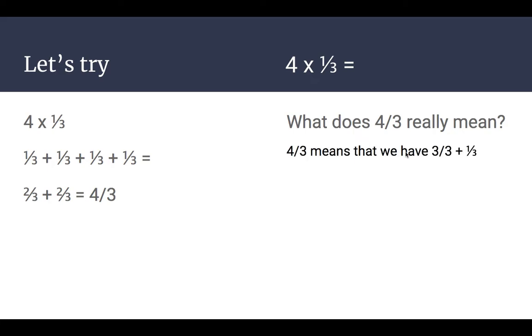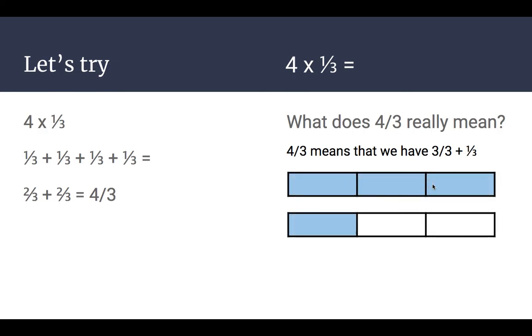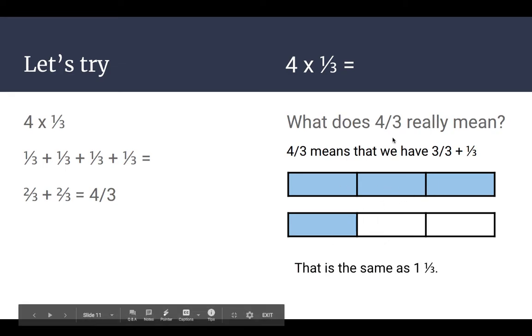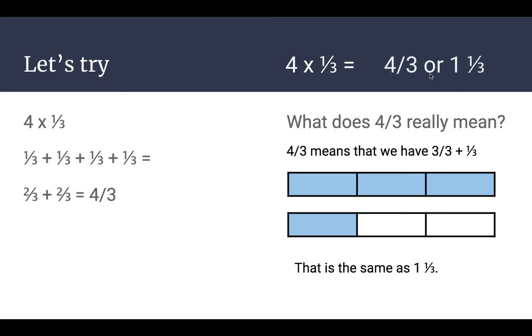4/3 means that we have 3/3 plus 1/3, right? We know 3 plus 1 would give us 4. If we look at it as a picture, we can see 1/3, 2/3, 3/3, 4/3. If we look at this and think of this as one whole, we have one whole and 1/3. So we would say that 4/3 is the same as 1 and 1/3. Again, notice that I have a space here so that these two numbers are not together.